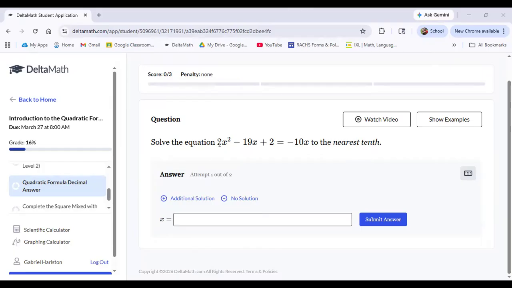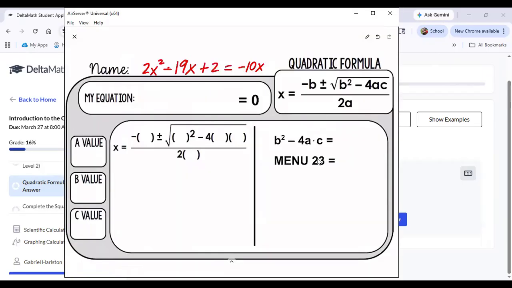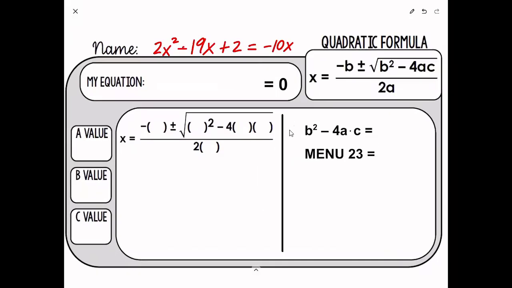So we've got the equation 2x squared minus 19x plus 2 equals a negative 10x. They want us to solve this using the quadratic formula. So I'm going to jump to my iPad and get going. So here we are. Let me make this all the way full screen.